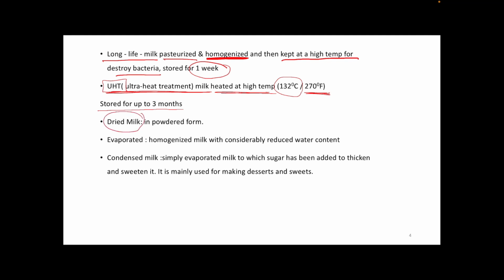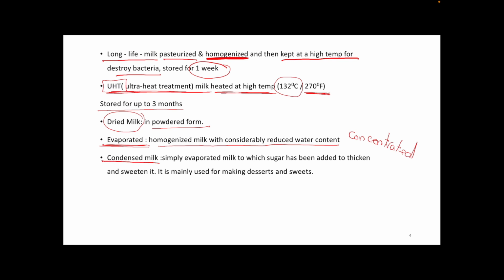Some milks contain the dried milk, that's the powdered form of the milk, spray dried milk. It's liquid milk and water is evaporated and it's converted into the powdered form. Evaporated milk, that's homogenized milk with reduced water content. It has undergone heating and evaporating some of its water content, so it's called evaporated milk. It's a little bit concentrated milk, so it can be said that it is concentrated milk.